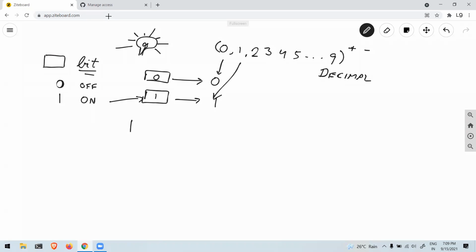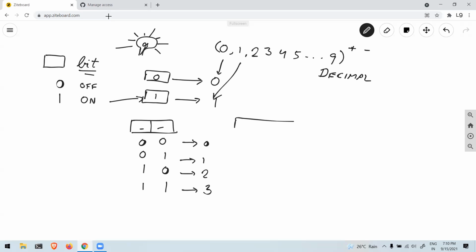Instead, what we do is take 2 bits at a time. Now there can be 4 situations for these bits. One can be both are 0, one can be this is 0 and this is 1, then it can be 1 and 0, and it can be both bits are on, or 1, 1. Now we can call this 0, this 1, this 2, and this combination 3. Now I'm able to represent 4 different values from our number system.